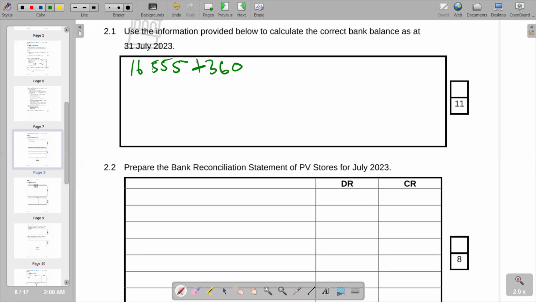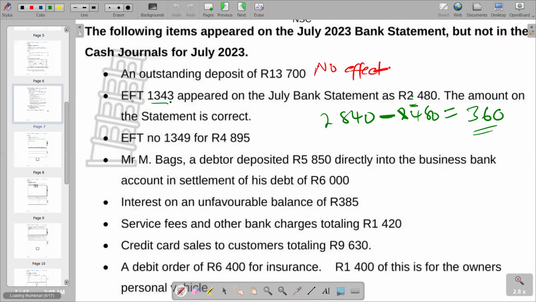So this is what we have. Then after that, we can go and see the next adjustment that needs to be done. So we go to our adjustments. We are finished with this one.